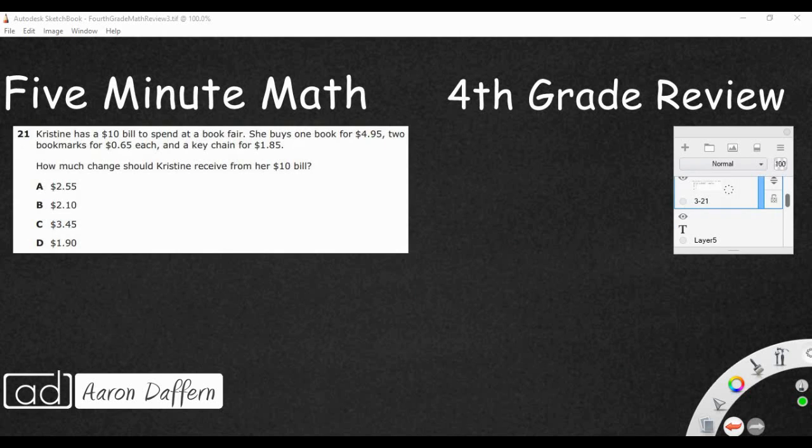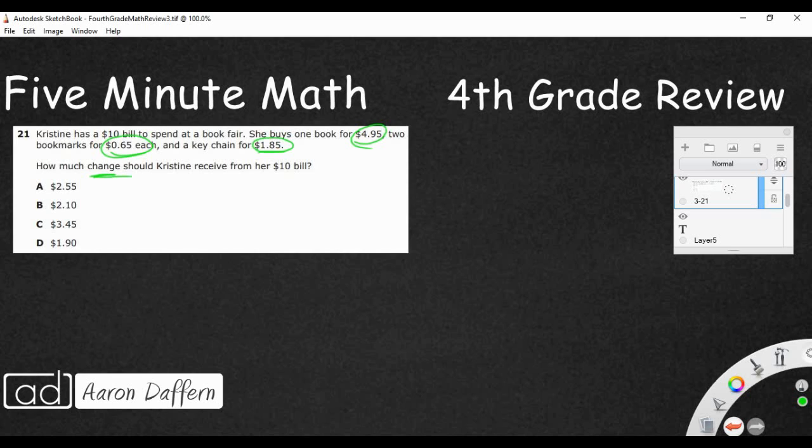And you think, oh, this might be easy. We've been adding decimals for a while now. This gets really tricky because this has to do with money, which is a great way to introduce decimals. Christine has a $10 bill to spend at the book fair. She buys one book for $4.95, 2 bookmarks for 65 cents each, and a keychain for this. How much change? Look at what we're having to do.